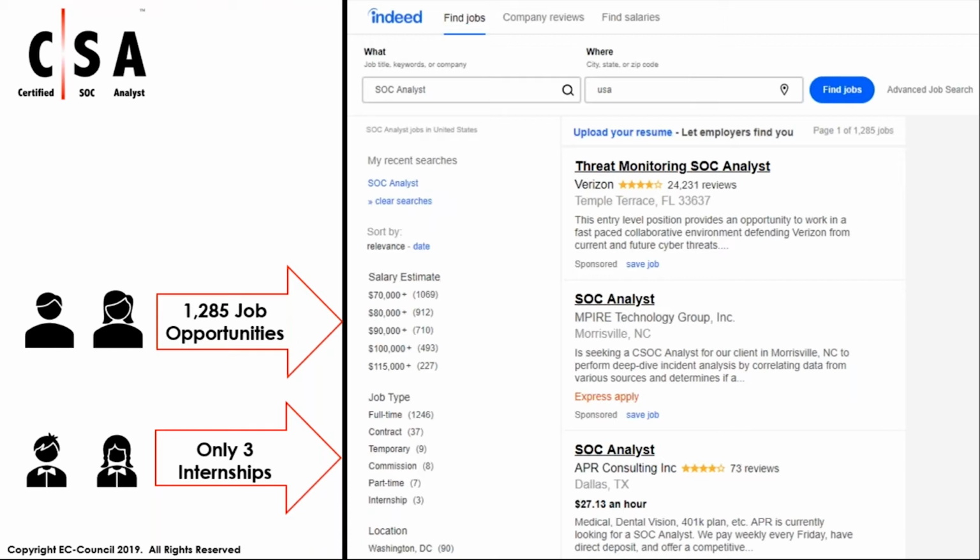that I've run, utilizing tools, this particular search is for the USA. I know Indeed is a global company. Please go on to indeed.co.uk if you're in the UK. Go onto your various job sites and have a look who is looking for SOC analysts, and look at the data which comes up. But in this particular US search, there are over 1,200 job opportunities and only 3 internships, so there is a huge shortage and a huge demand for SOC analysts, and ultimately it is something that must be addressed.